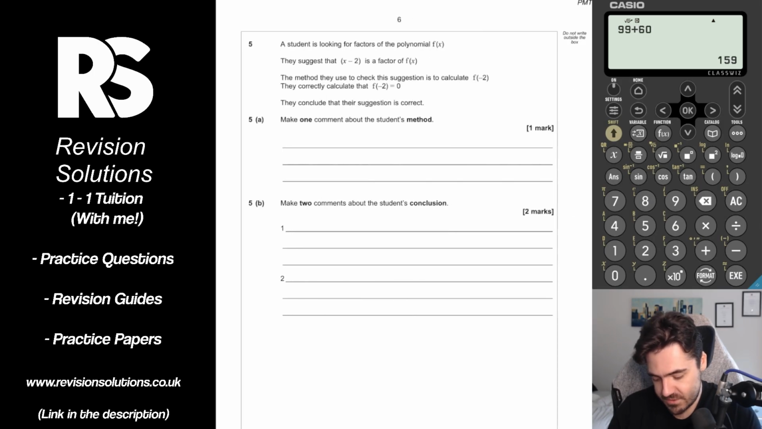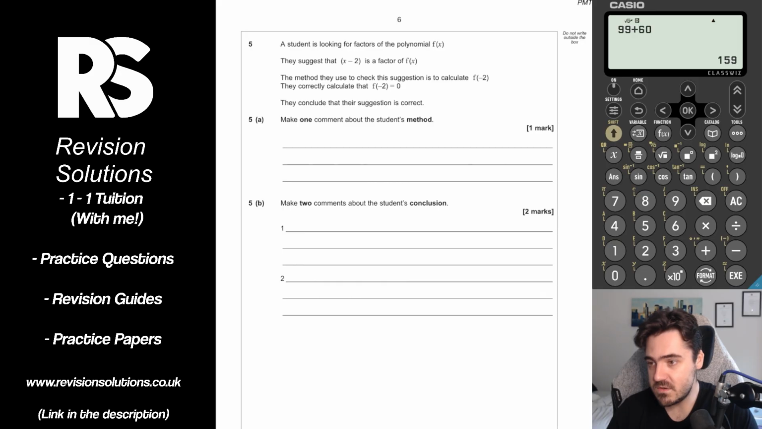Okay, so going for question 5, it says a student is looking for factors of the polynomial f of x. They suggest that x minus 2 is a factor of f of x. The method they use to check this suggestion is to calculate f of minus 2, and they correctly calculate that f of minus 2 equals 0. They conclude that their suggestion is correct.